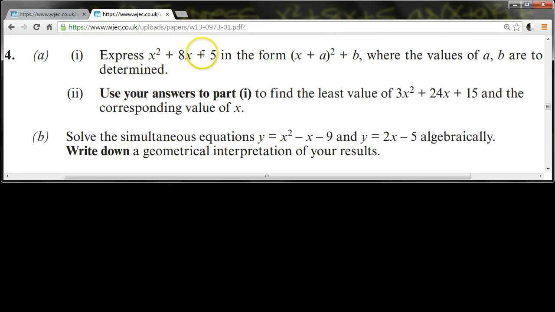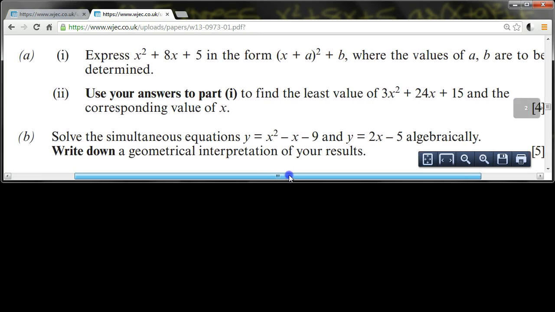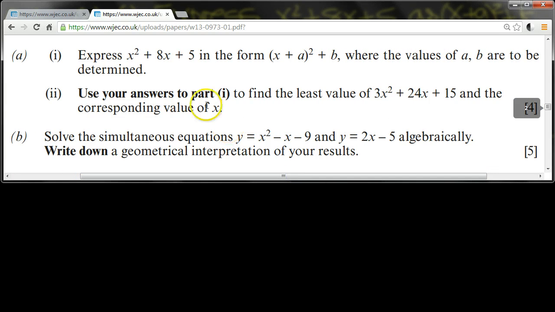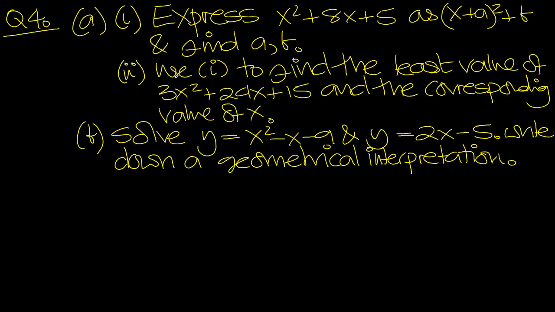Express x squared plus 8x plus 5 in the form (x plus a) all squared plus b, where the values of a and b are to be determined. Use your answers to part 1 to find the least value of this and the corresponding value of x. Solve the simultaneous equations here and here algebraically. Write down a geometrical interpretation of your results. So that's the question then.